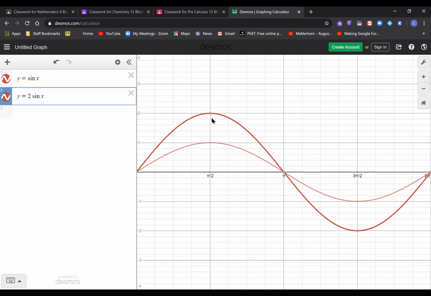So if you go from the middle of the graph, so I think I can draw on this. Let's see here.